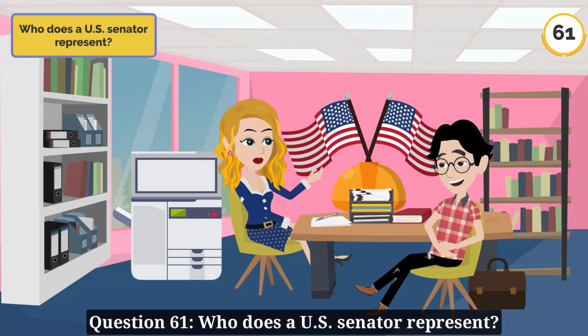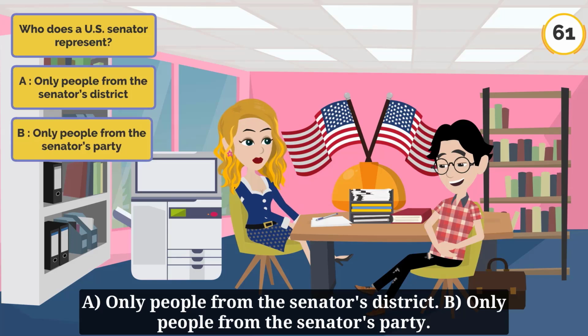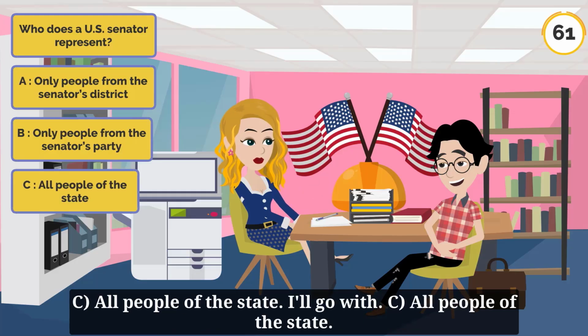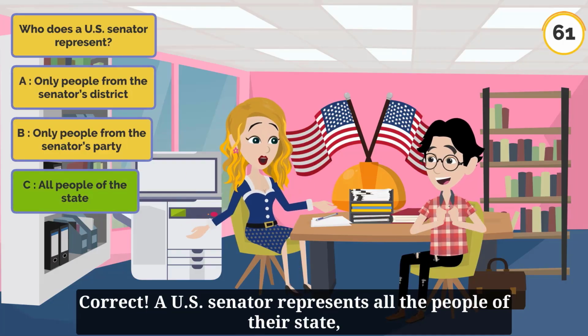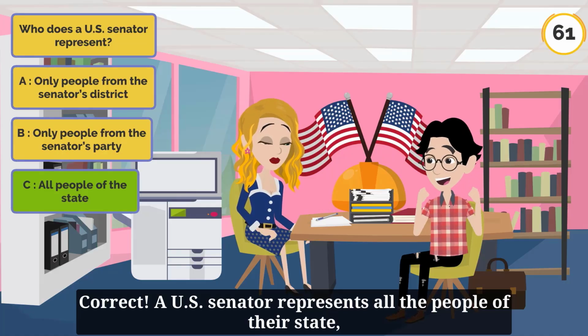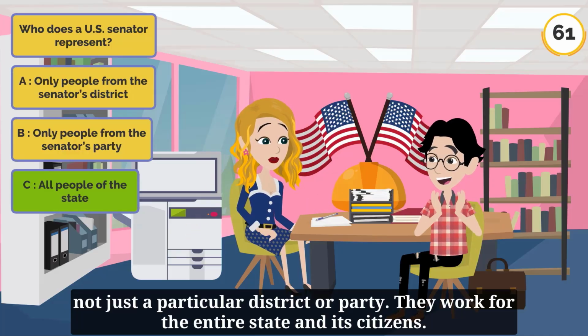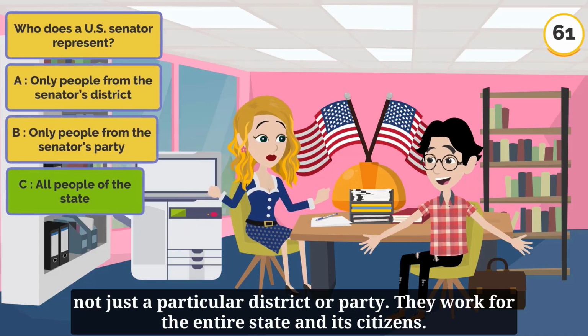Question 61. Who does a U.S. Senator represent? A. Only people from the Senator's district. B. Only people from the Senator's party. C. All people of the state. I'll go with C. All people of the state. Correct. A U.S. Senator represents all the people of their state, not just a particular district or party. They work for the entire state and its citizens.